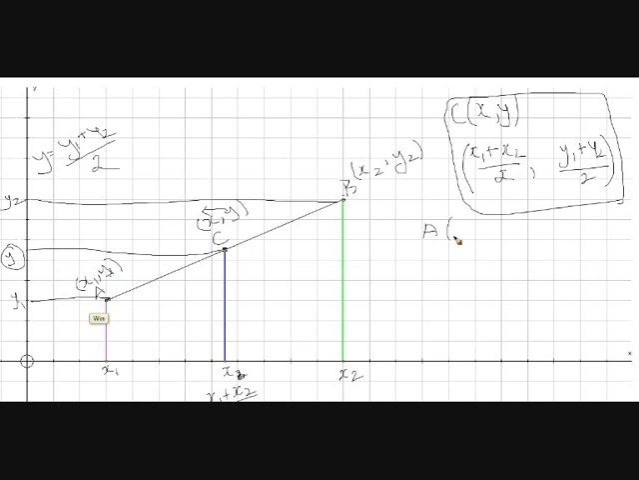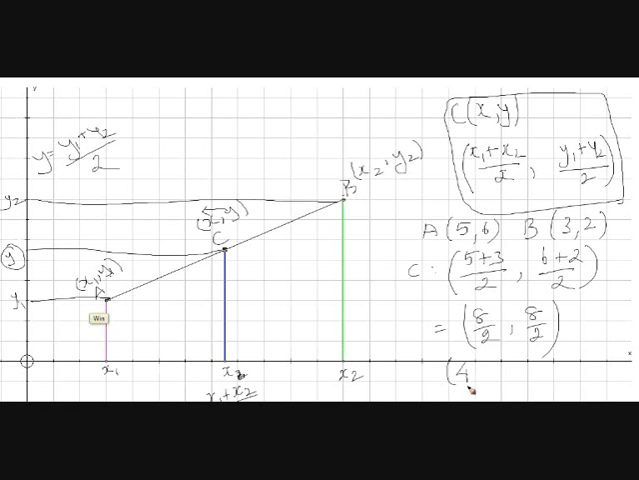If we have A as 5, 6 for example and B as say 3, 2, then our C, which is the midpoint, will be 5 plus 3 over 2 and 6 plus 2 over 2, which is 8 over 2 and 8 over 2. So the coordinates of C will be 4, 4. So 4, 4 is the midpoint of the line joining 5, 6 and 3, 2.